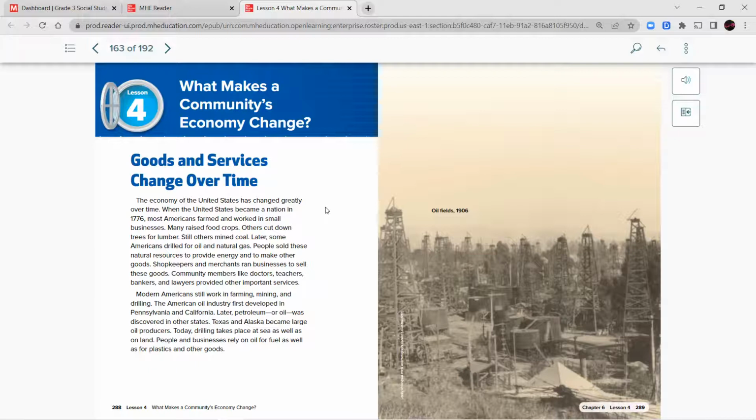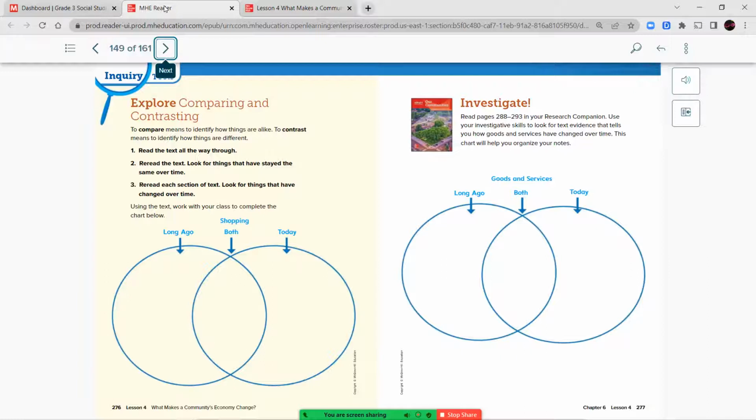So we can go ahead and start filling in our graphic organizer with some of the information that we just read right now. So we know long ago, most Americans farmed and worked in small businesses. That's going to go in our long ago section.